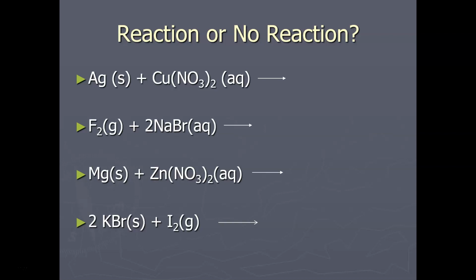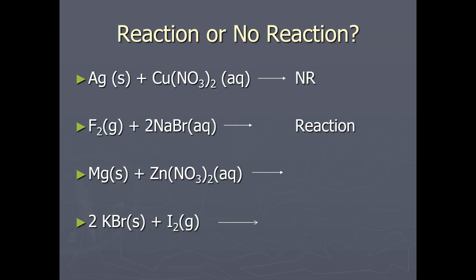All right, at first we're comparing silver and copper using the metal activity series. Since silver is lower than copper on the activity series, no reaction is going to occur. In our next example, we were using the halogen activity series because we were comparing fluorine to bromide. Since fluorine is above bromide on the activity series, that means the reaction will occur.